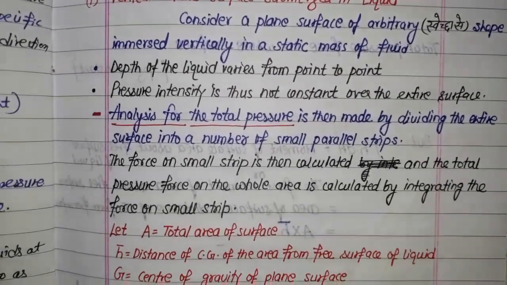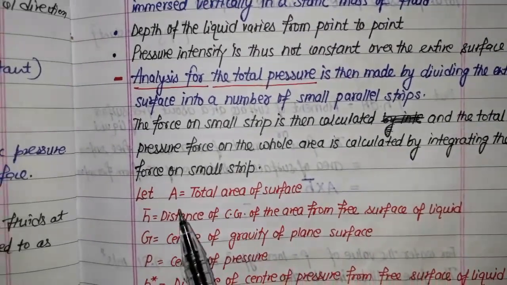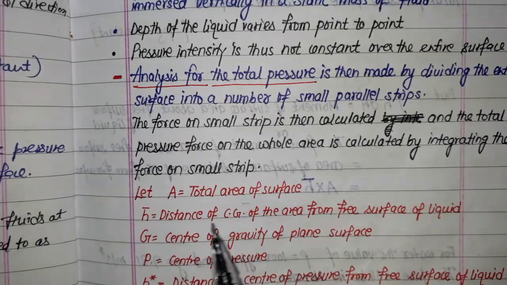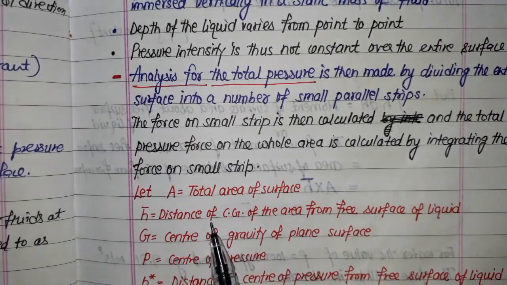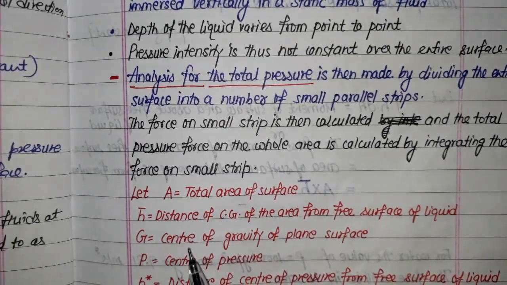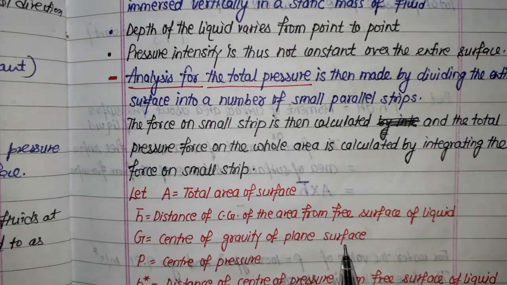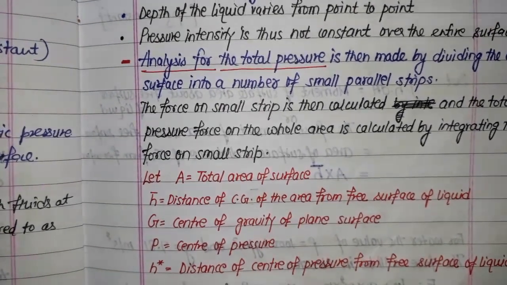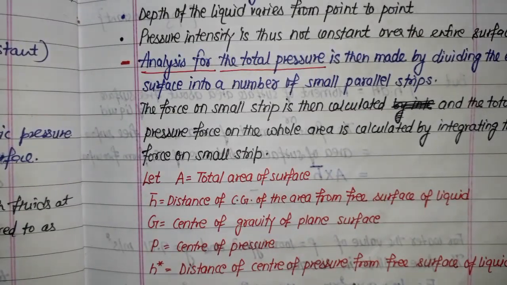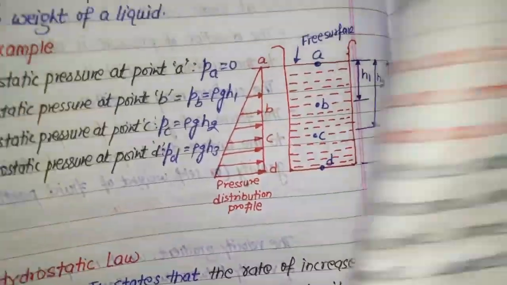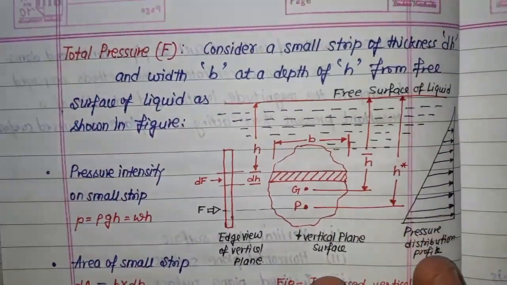So here are some notations we need to understand. Capital A is the total area of the surface. H bar is the distance of the center of gravity of the area from the free surface of liquid. G is the center of gravity of the plane surface. P is the center of pressure, and H star is the distance of the center of pressure from the free surface of liquid. So now we try to understand with the diagram.